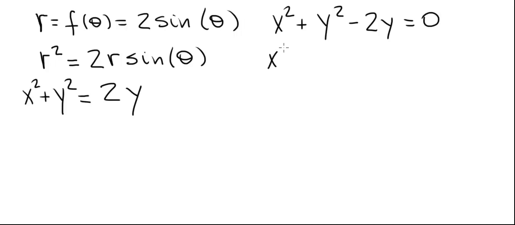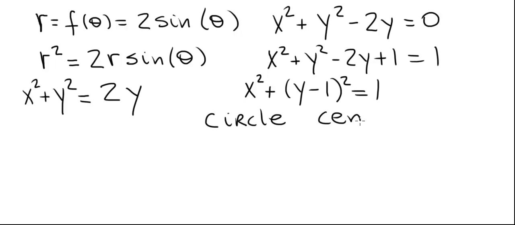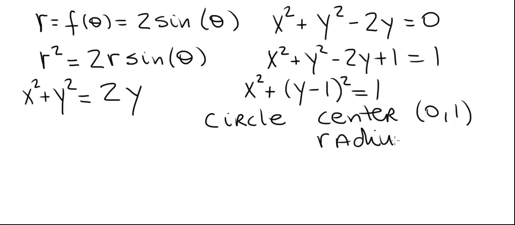Complete the square in variable y, so x squared plus y squared minus 2y plus 1 equals 1. We added 1 to both sides, so x squared plus (y minus 1) squared equals 1. And so this is a circle whose center is the point (0, 1) and radius is 1.